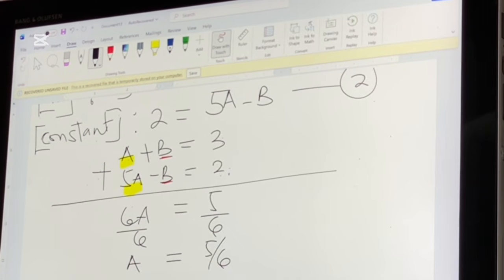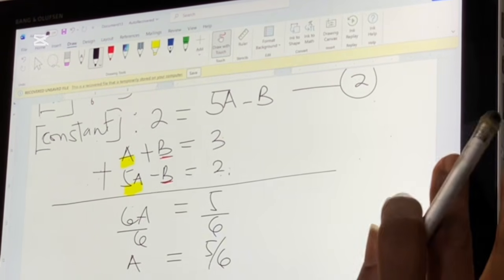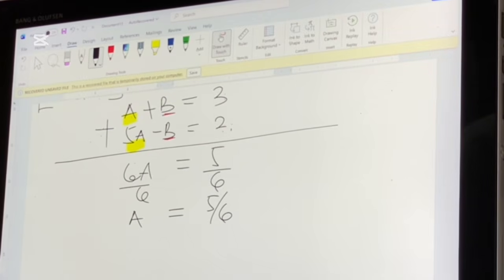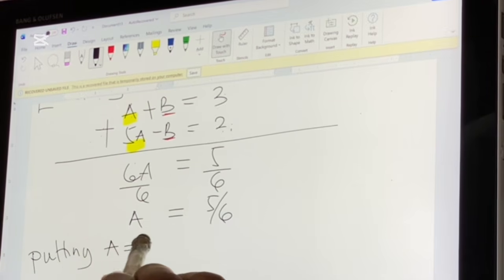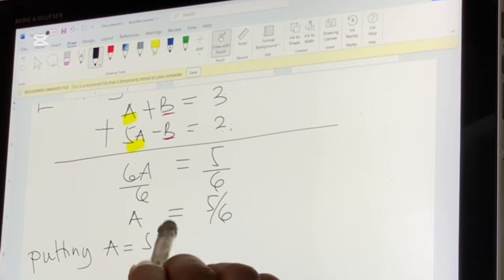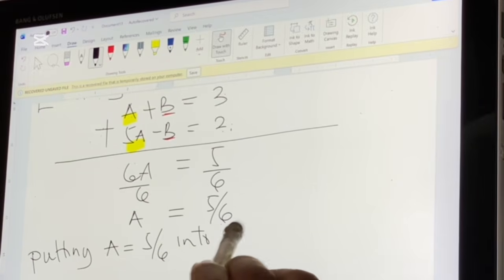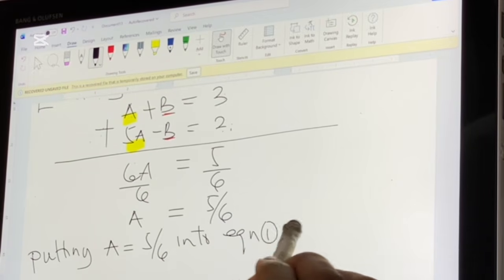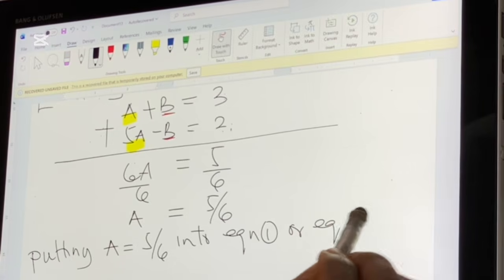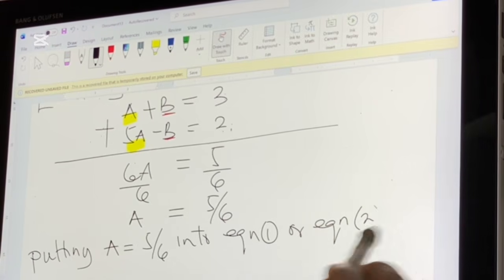To get the next letter, we replace the value of a into any equation, either equation 1 or equation 2. You still get the same result here. Please take note. So replacing that into equation 1 is very simple. Putting a equal to 5 over 6 into equation 1 or equation 2, depending on the one you like.